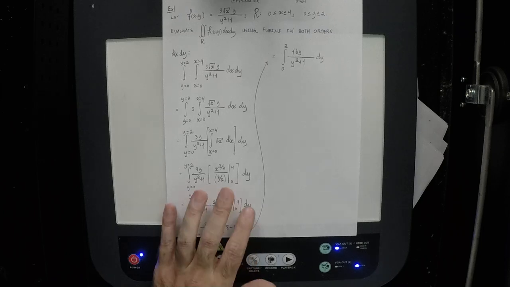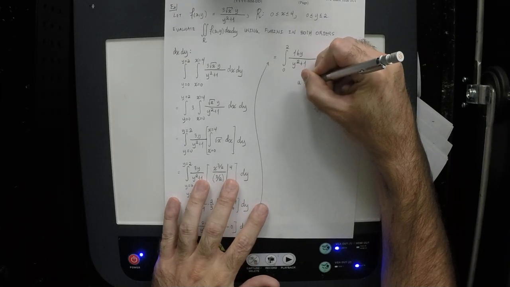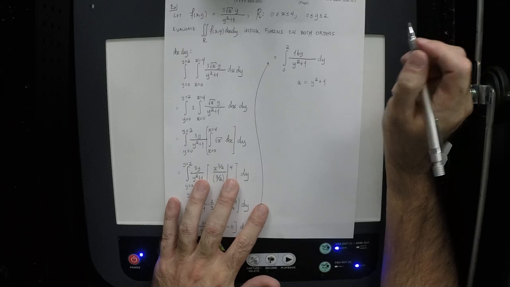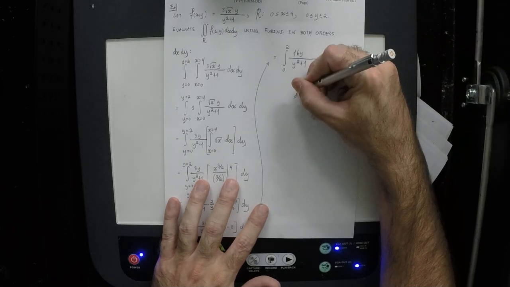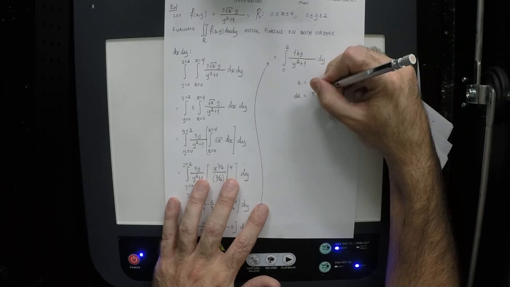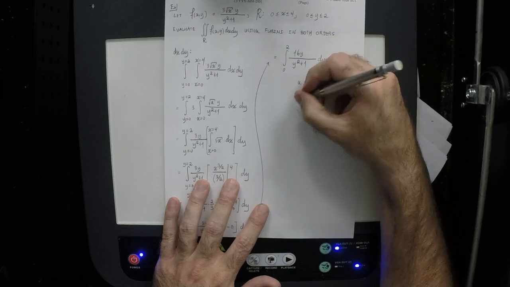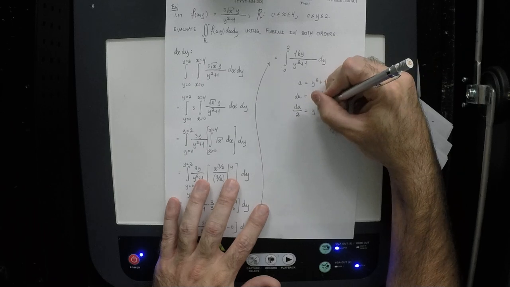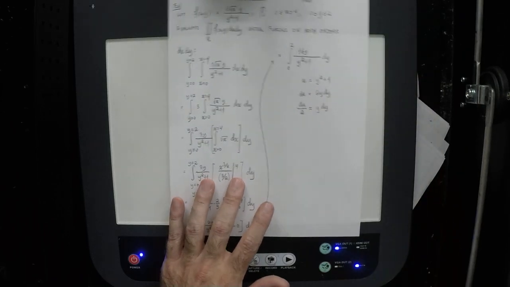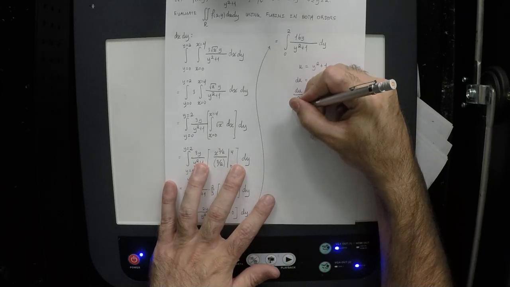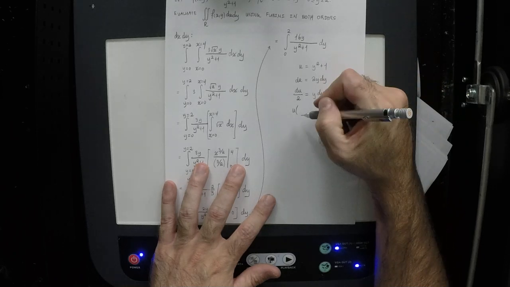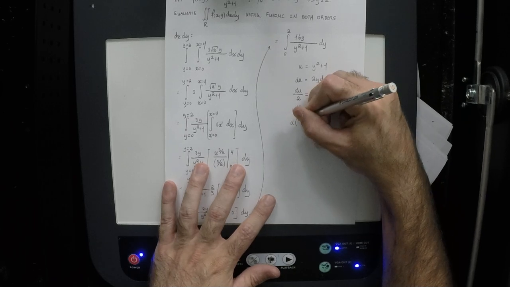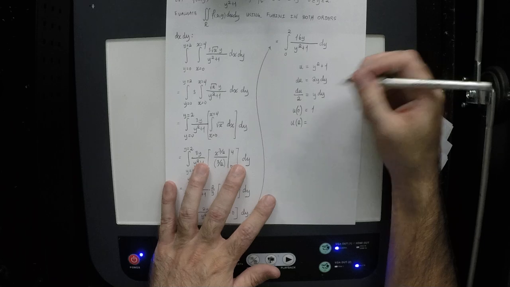What do we need to say is u? y squared plus 1. So if u is y squared plus 1, then du is 2y dy, so we could say du over 2 is y dy, which is good, because we have a y dy. I'll go ahead and change the limits now. So u evaluated at 0 is 1, and u evaluated at 2 is 5.